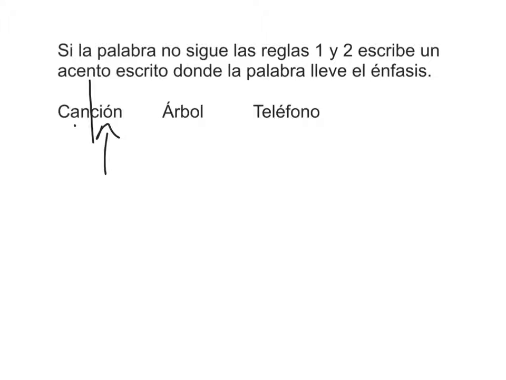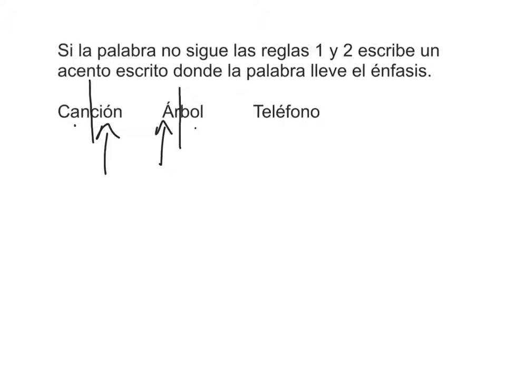If you look, it's árbol. Okay? Divided in two. Rule number 2 says if the word ends in a consonant which is not N or S, the stress is supposed to go on the last syllable. It's supposed to be here, under the O. However, when I say the word árbol, my voice goes up on the A. Therefore, I have to write the accent right there.